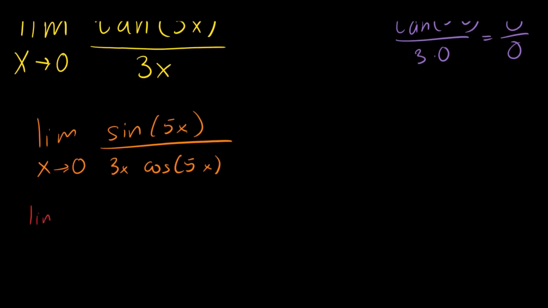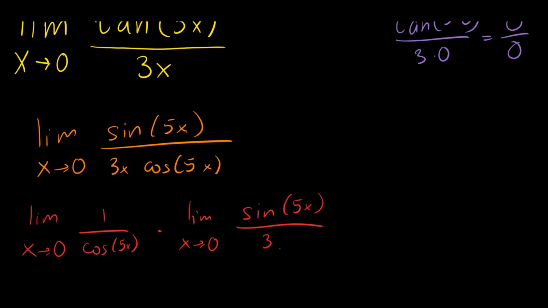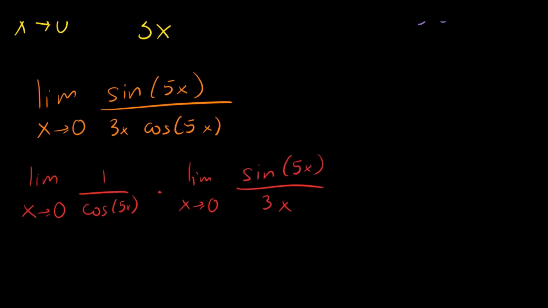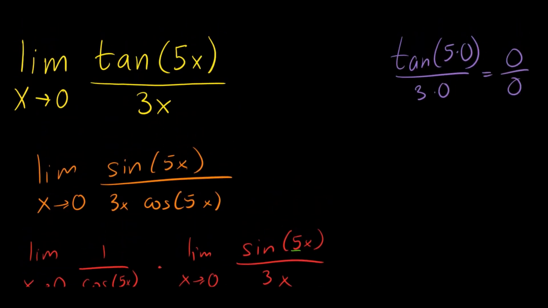Once again, we can break this up into separate limits. So we'll have the limit as x approaches 0 of 1 over cosine of 5x times the limit as x approaches 0 of sine of 5x divided by 3x. Now we can use our formula that we just learned. This becomes a 5 divided by 3 because of our coefficients right there and right there. And then plugging in 0 into this limit, we get 1 over cosine of 0, which is just 1. So 1 times 5 over 3 is just going to be 5 over 3, and therefore our original limit is also equal to 5 over 3.